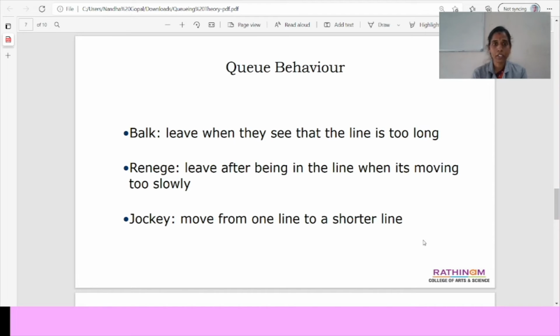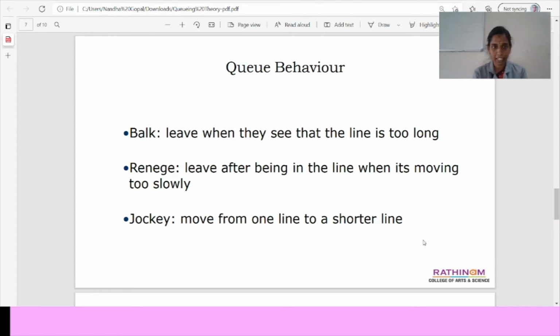And the third one is jockeying. Jockeying means the third person joined the first line, but now he feels that the second line is too small, so he is jumping from the first line to the second line. This is the characteristic of the third person, jockeying. So these three are queuing system behaviors.